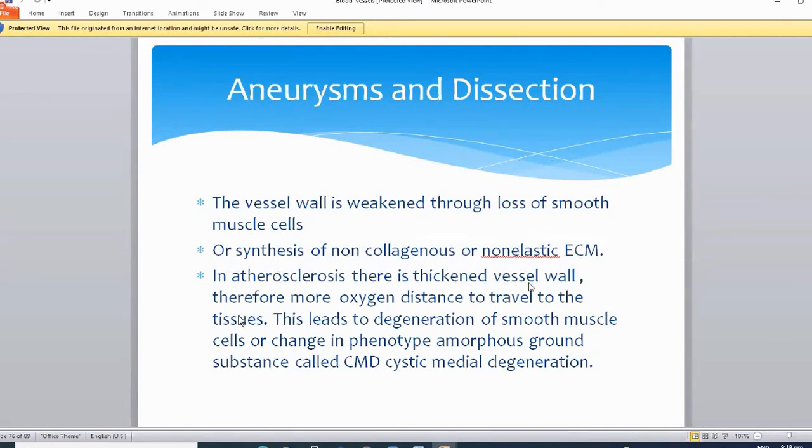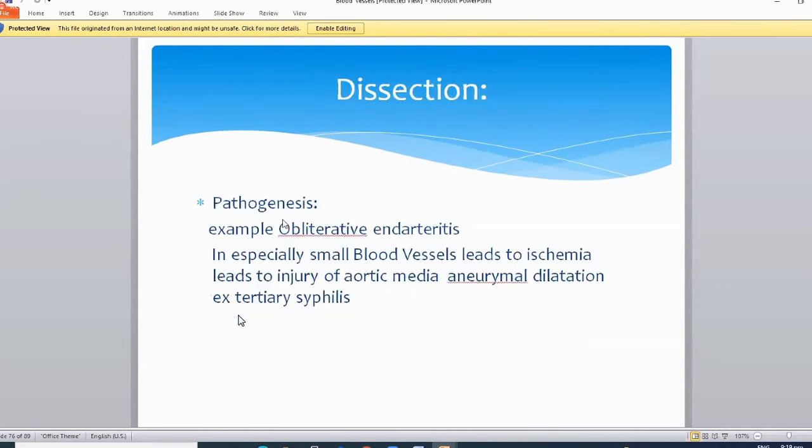In atherosclerosis, there is a thickened vessel wall, therefore more distance for oxygen to travel to the tissue. More traveling means less oxygen reaches it, causing degeneration of the smooth muscle cells and a change in phenotype of the ground substance to an amorphous pink substance called cystic medial degeneration. An example is obliterative endarteritis. Small vessels are especially involved, leading to ischemia and aneurysmal dilatation of the aorta, which was seen in cases of tertiary syphilis.